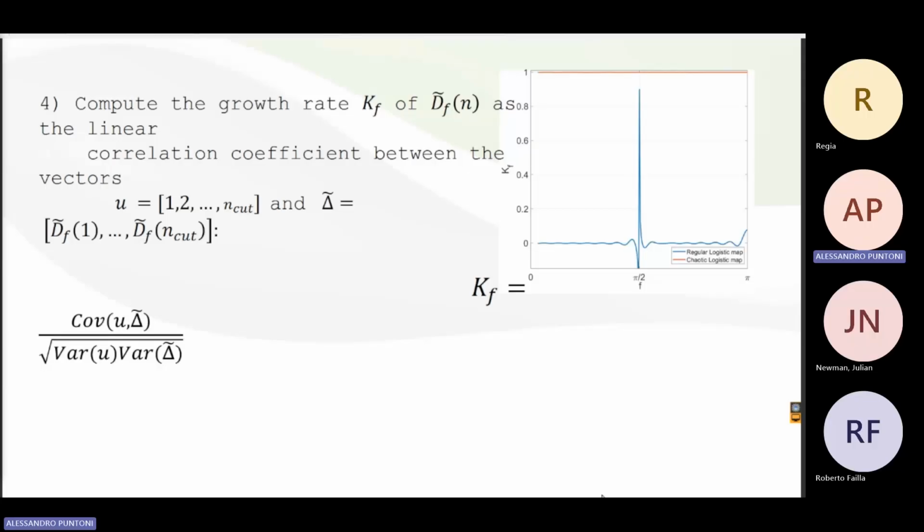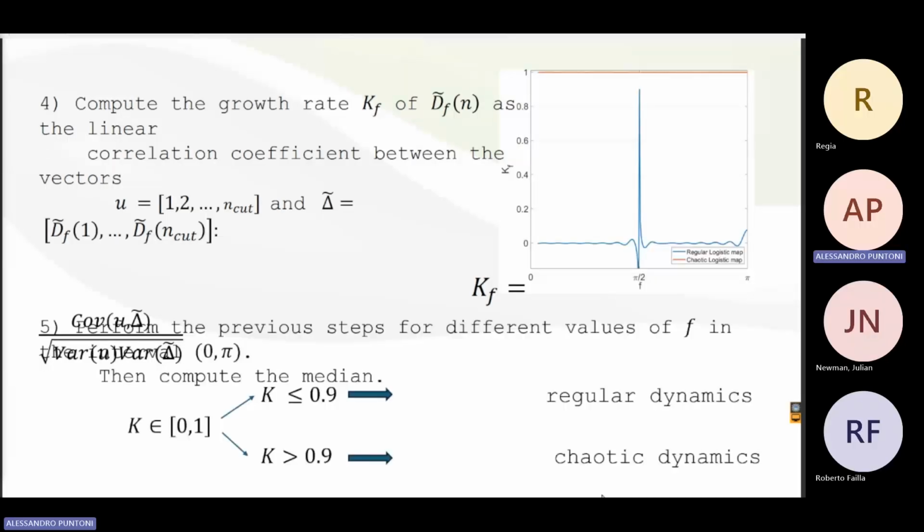And to obtain only one value, we perform the previous steps for different values of f in the interval 0, pi, and then we compute the median. The median K takes values in the interval 0, 1, and it is a measure of the regularity of the time series. When it is above the 90th percentile, the dynamics is classified as chaotic. Instead, when it is below, the dynamics is considered regular. So this is the methodology.